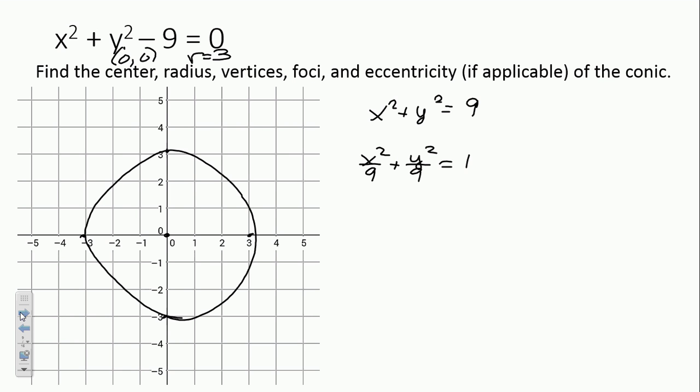How do you know it's the 0, 0? Because there was nothing with the x in the squared term. It's like an x plus 0 or x minus 0 squared, y minus 0 squared.